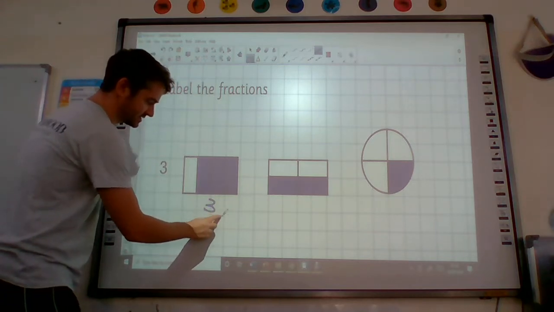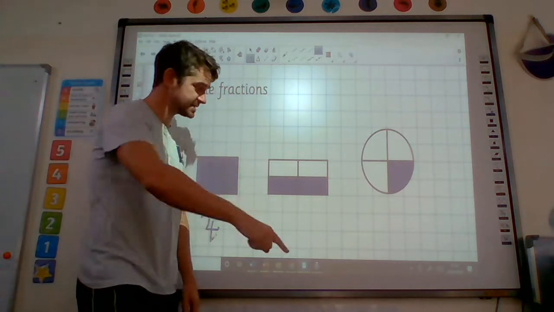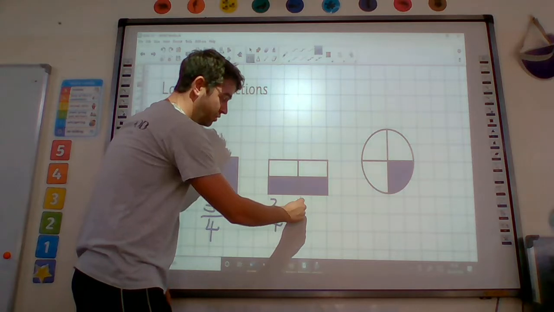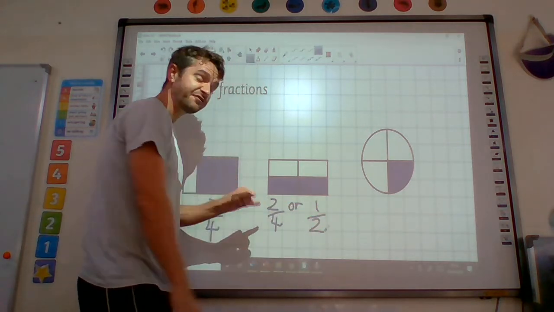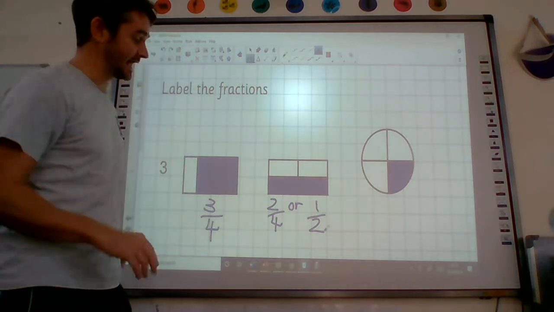This is our 3/4. That's the one we're looking for today. This one here, 2 choices. Because it's split into 4, you could write 2/4 or half. If you wrote both, I'm super impressed. That's really, really cool. I'm really glad that you've done that.